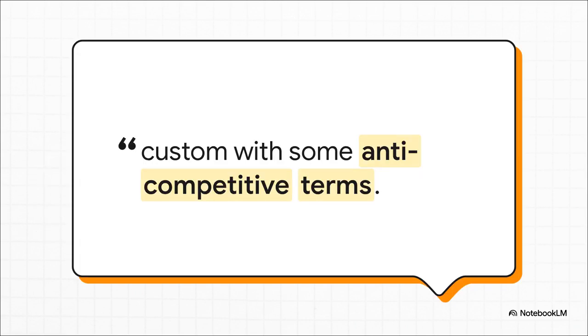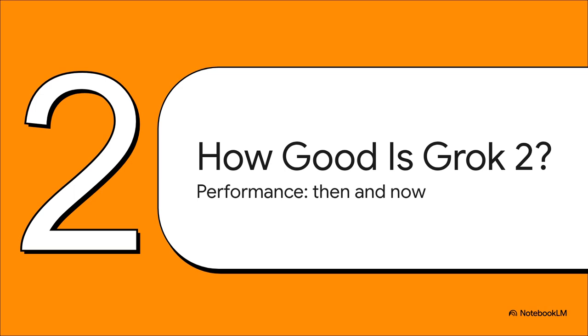And hey, don't just take my word for it. Experts in the field jumped on this right away. AI engineer Tim Kellogg, for example, put it pretty bluntly, calling the license custom with some anti-competitive terms. That's a pretty strong statement, and it really suggests this license is more about protecting xAI's own turf than it is about open collaboration. So, the license is restrictive, to say the least.